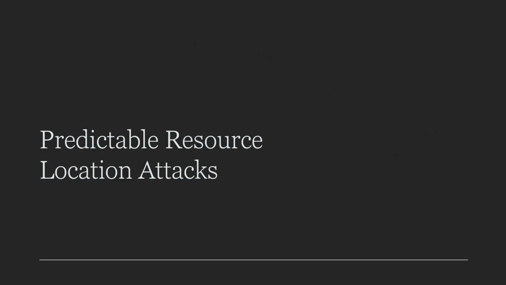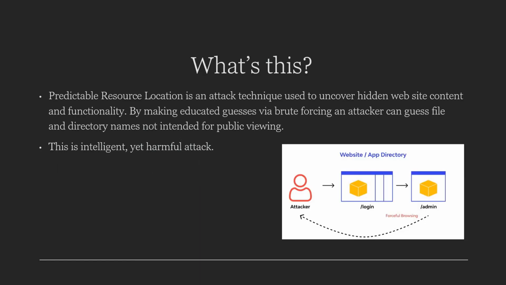The next one is predictable resource location attacks. I repeat, predictable resource location attacks. Predictable resource location attack is a technique to uncover the hidden website content and functionality as well. You can go with some brilliant guesses via brute forcing, and you can guess the file names of the directories, and you can gain access to them which are actually not intended for public viewing.